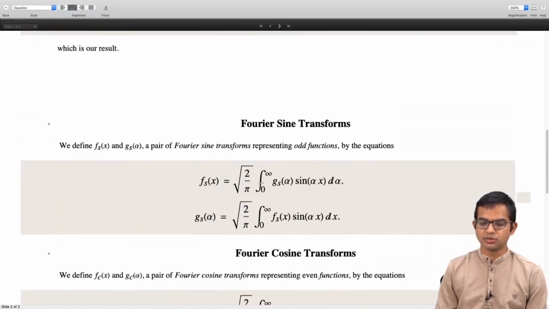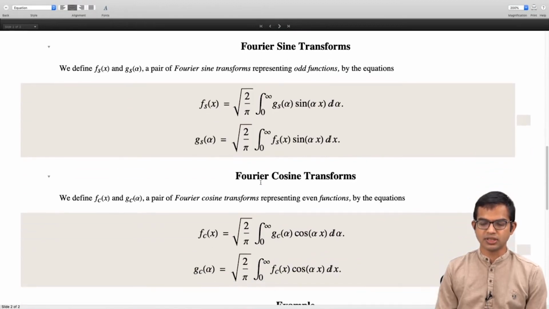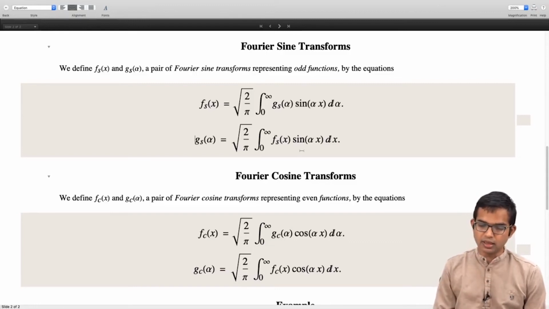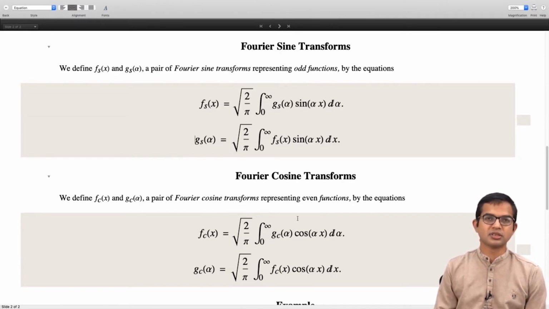And similarly, there is the notion of a Fourier cosine transform. Once again, in an even function, all the information about the function is contained in the right half of your x-axis. You don't have to go to minus x at all. So here it makes more sense to work with cosines. The sine part is going to cancel, so it's only the cosine part which will live.